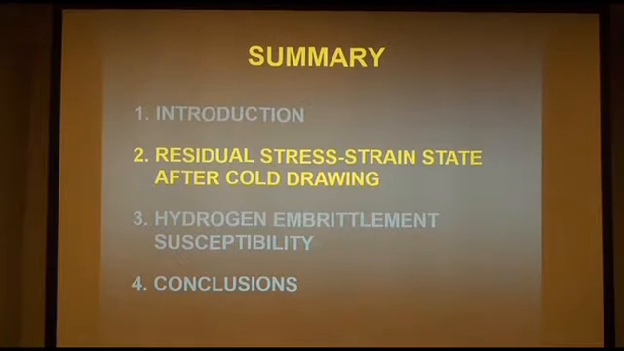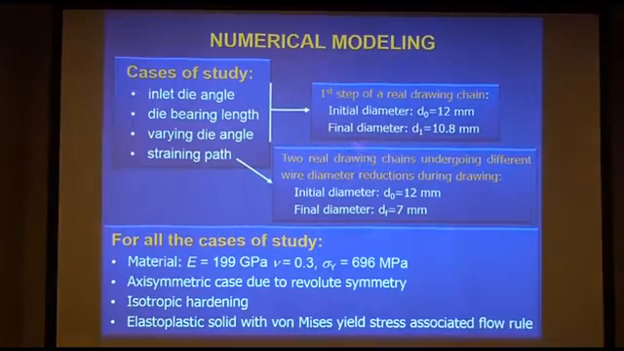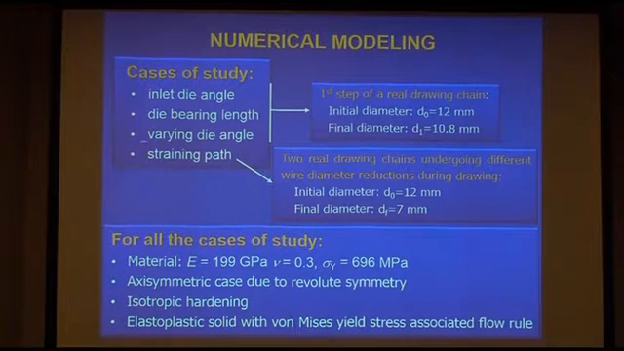Then let's go to analyze the residual stress and strain state after cold drawing. Case studies: inlet die angle, die bearing length, varying die angle, a non-conventional, very innovative procedure, and the straining path. For the first step of a real drawing chain, we use real data: initial diameter, a typical hot rolled bar of 12 millimeters of diameter, to a final diameter of 10.8 millimeters. Then, regarding the straining path, 2 real drawing chains undergo different diameter reductions during drawing, with an initial diameter of 12 to 7 millimeters in the commercial prestressing steel wire.